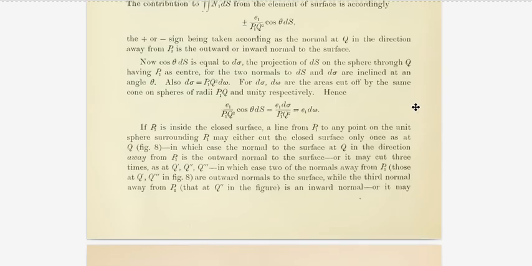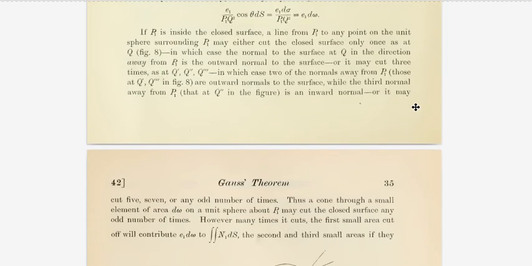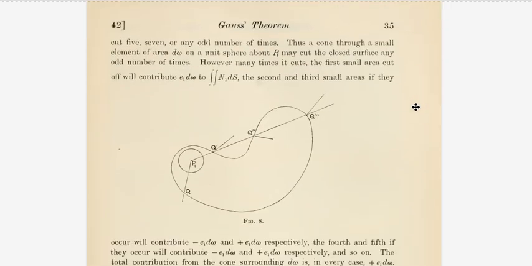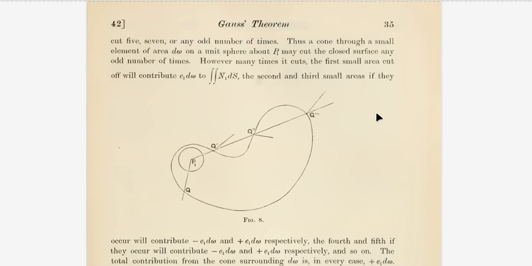If P1 is inside the closed surface, a line from P1 to any point on the unit sphere surrounding P1 may either cut the closed surface only once as at Q in figure 8, in which case the normal to the surface at Q in the direction away from P1 is the outward normal to the surface, or it may cut 3 times, as at Q prime, Q double prime, Q triple prime, in which case 2 of the normals away from P1 are outward normals to the surface, while the third normal away from P1, that at Q double prime in the figure, is an inward normal, or it may cut 5, 7, or any odd number of times.